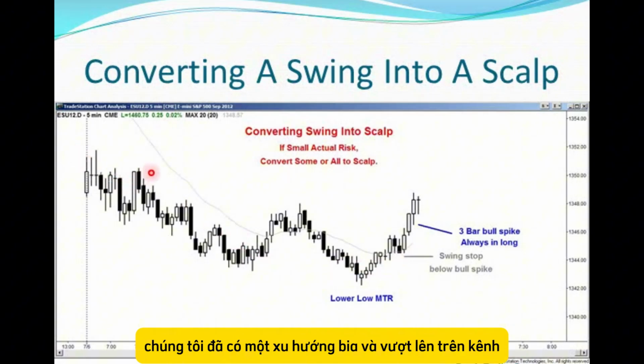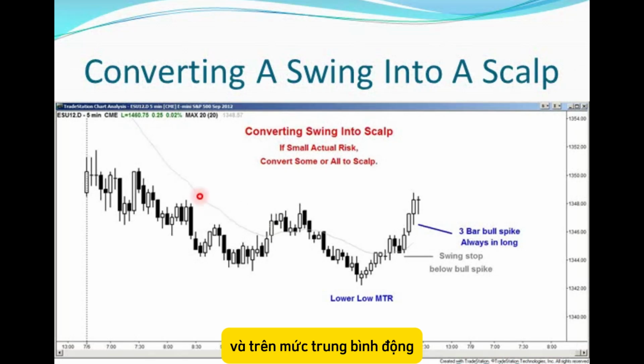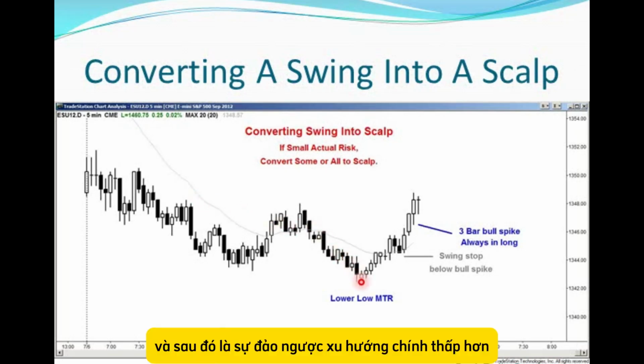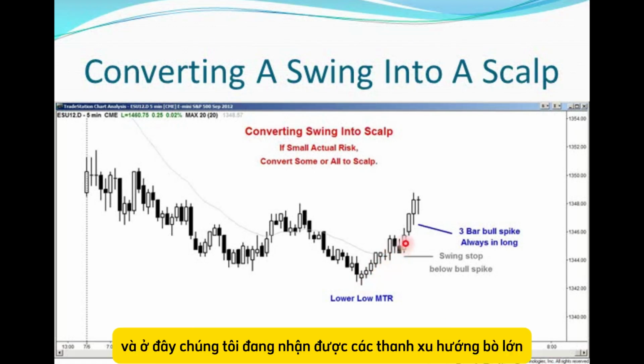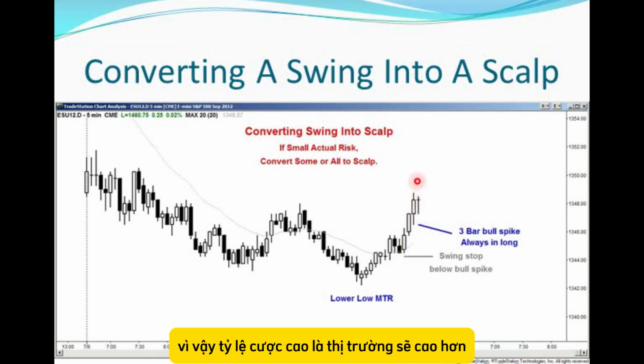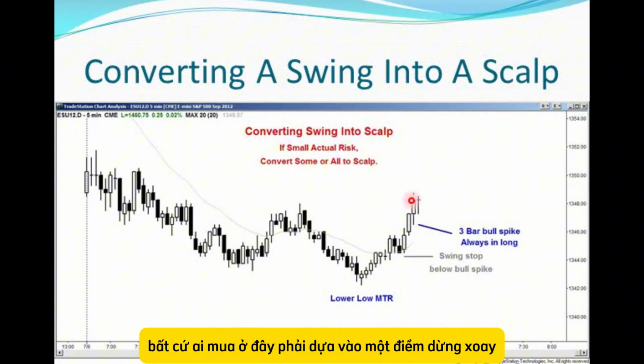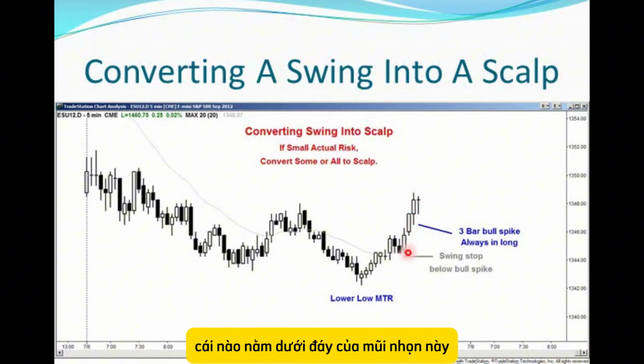We had a bear trend and a break above the channel, a break above the trend line and above the moving average, and then a lower low major trend reversal, and now we're getting a lot of buying pressure, a lot of consecutive bull trend bars, and here we're getting large bull trend bars, so the odds are high that the market's going higher. Anyone who buys in here has to rely on a swing stop which is below the bottom of this spike.